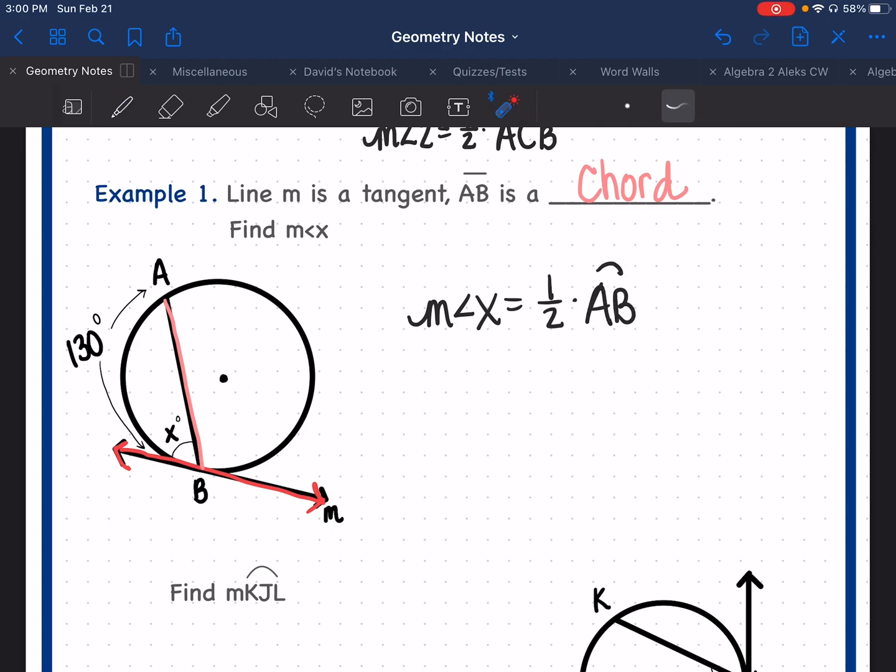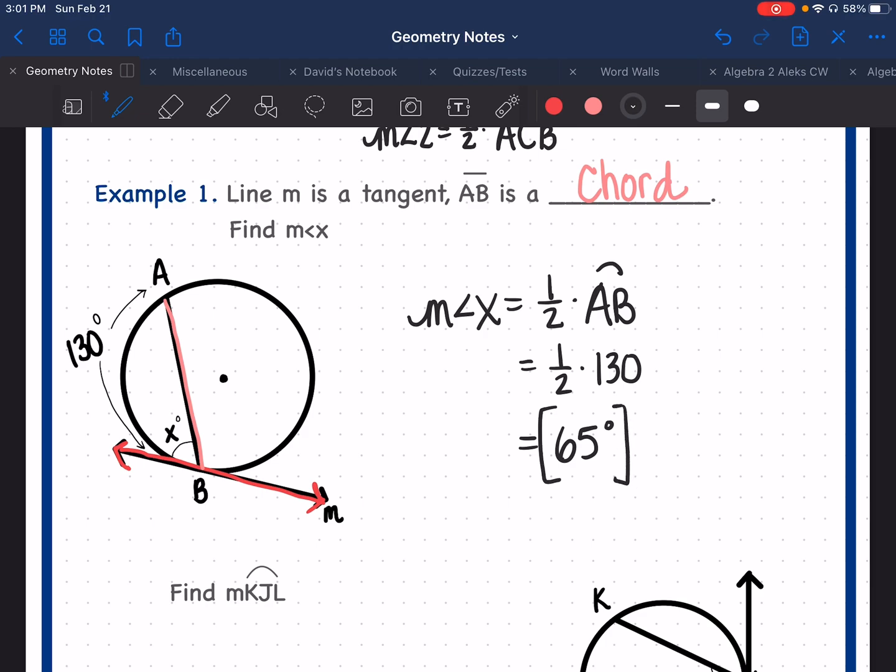If you notice, arc AB is said to be 130 degrees. So all we have to do is say 1/2 times 130, or 130 divided by 2, which gives me 65 degrees. This would be my answer.